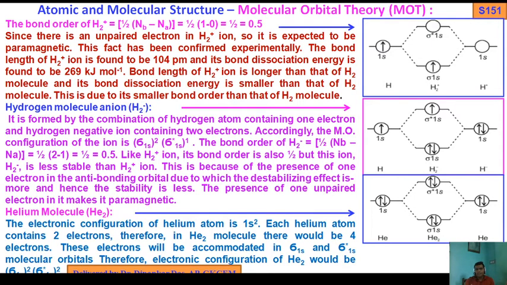Now in case of the helium molecule, He2, the electronic configuration of a helium atom is 1s2. Each helium atom contains 2 electrons. Therefore in the He2 molecule there would be 4 electrons. Very simple. These electrons will be accommodated in sigma 1s and sigma star 1s.